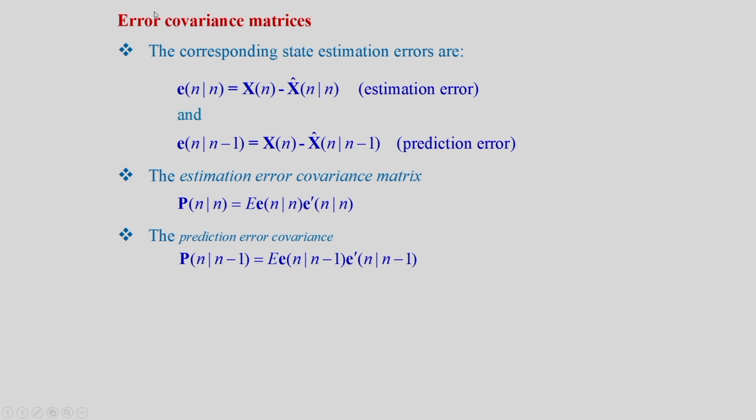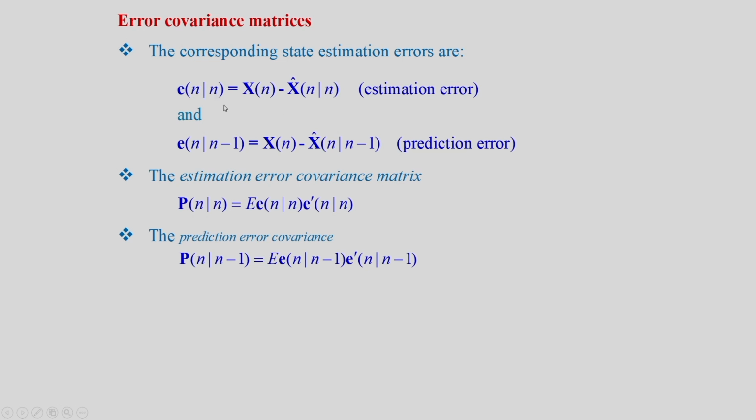We can find out the corresponding error covariance matrices also. Suppose the estimation error e of n given n is equal to xn minus x hat n given n. This is the estimator of xn given data up to n. Similarly, e of n given n minus 1 is xn minus the prediction of xn given data up to n minus 1. So, this is the prediction error, and that is the estimation error.